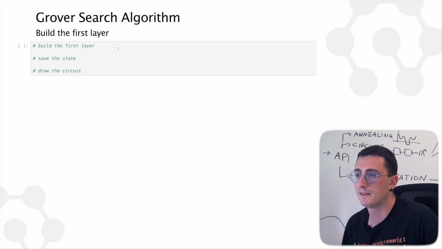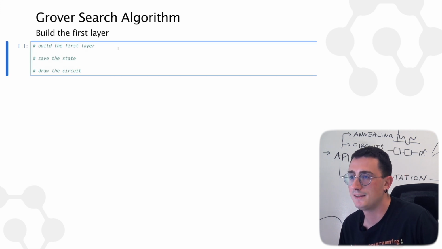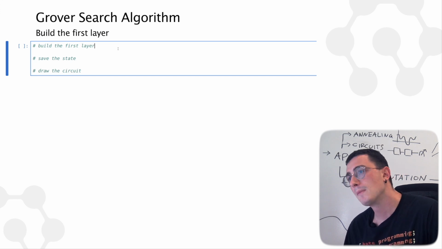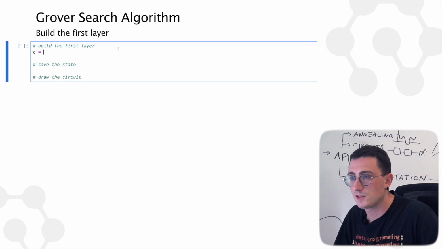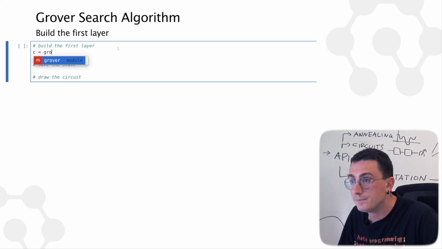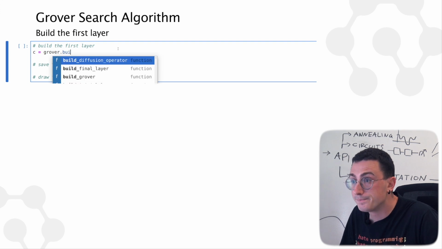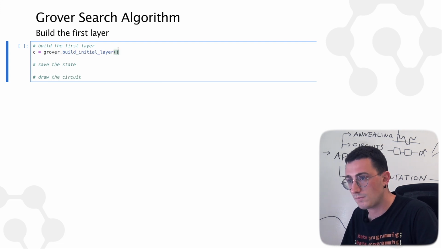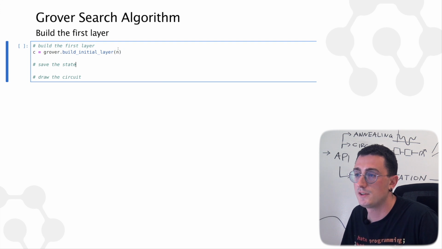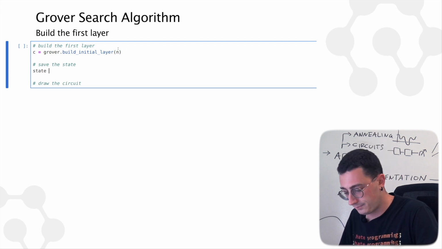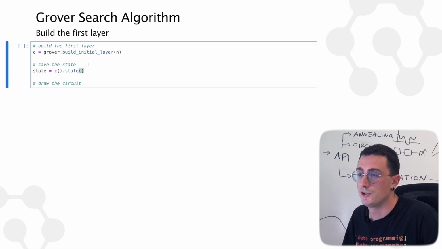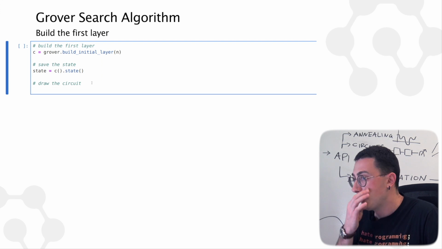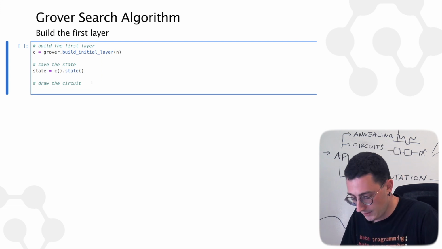So now we can start to see what happens building the Grover circuit step by step. At first, we can build the first layer. So we build a circuit that's just composed of Grover dot build initial layer. We need to pass the number of qubits of the input register. Then we can save the state we get by executing the circuit with exact simulation. And then we can draw the circuit. So print c.draw.